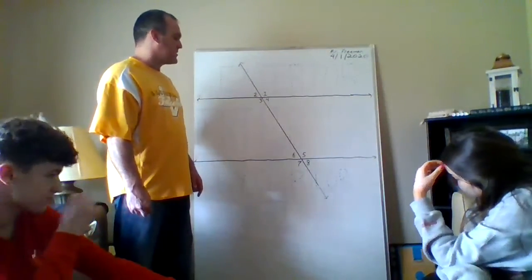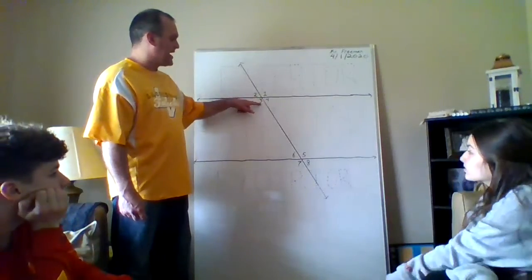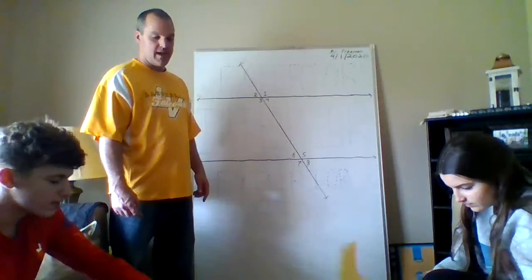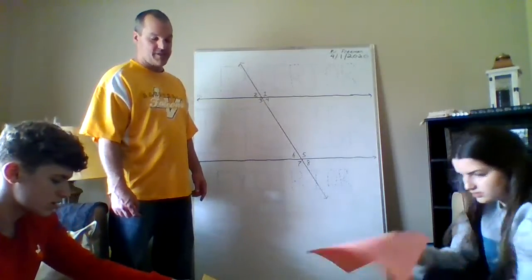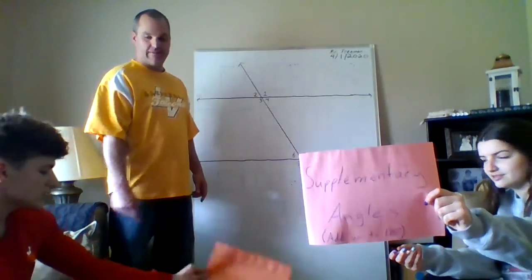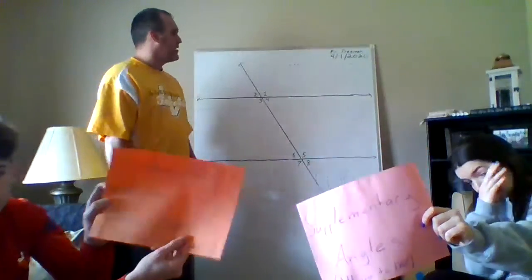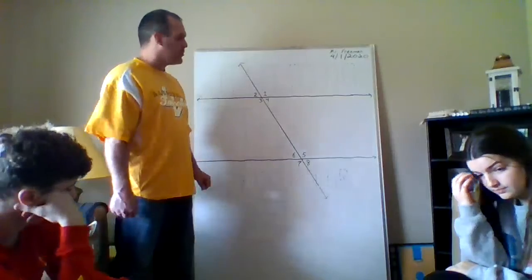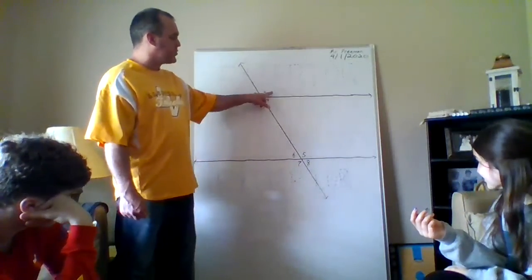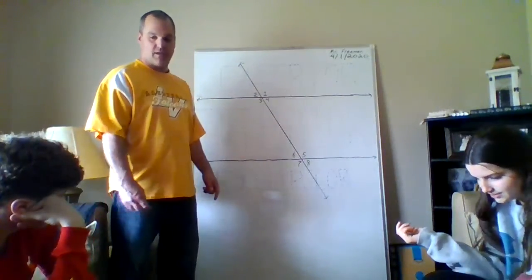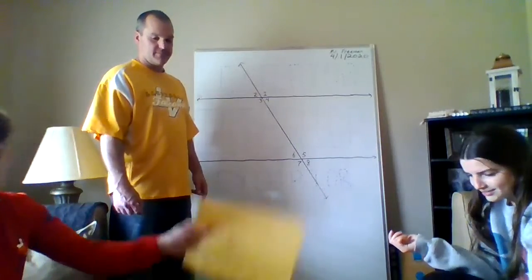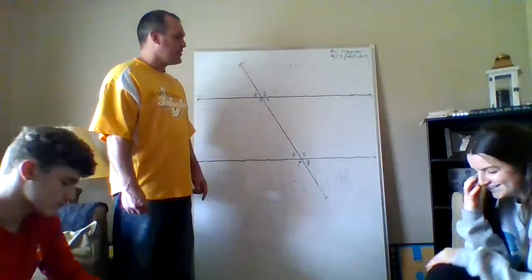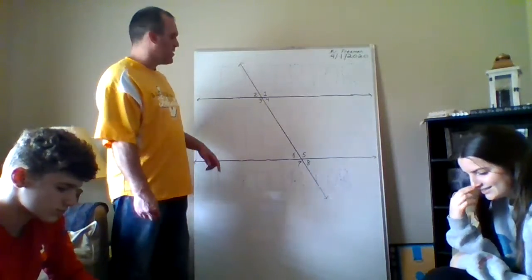What about angles 3 and 4? What kind of angles are those and how do they relate to each other? That is supplementary. Nice job. Okay, now we're getting somewhere. And since we missed a lot, we're going to keep going with some more examples. How do angles 1 and 5 relate to each other? Very good.